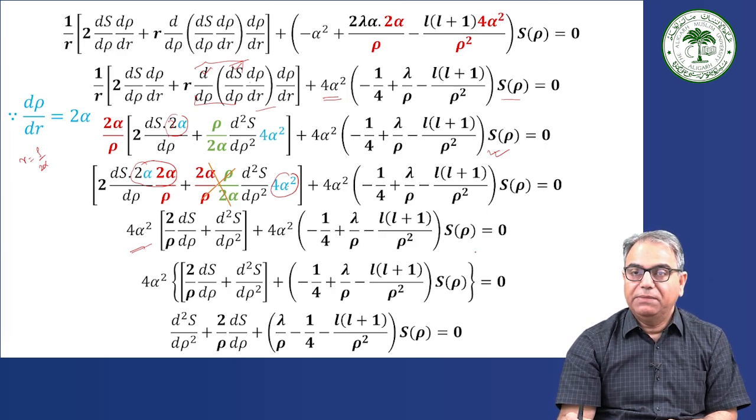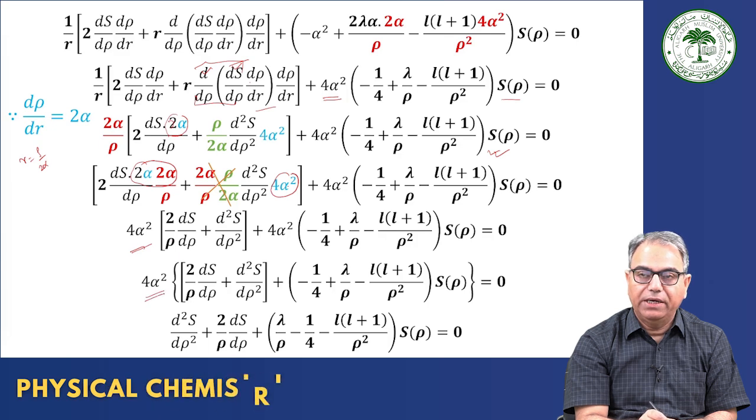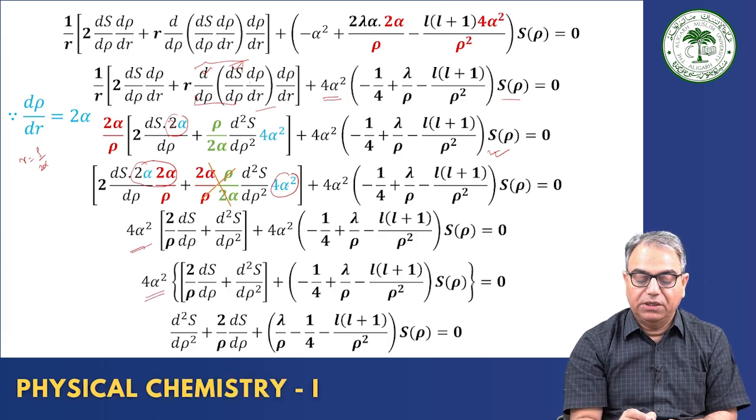So, a little rearrangement, now 4 alpha square you have in the second term also, in the first term also. So, take 4 alpha square as common and then combine the whole equation. So, 2 divided by rho ds divided by d rho, 4 alpha square is now common. So, 2 divided by rho ds divided by d rho plus d square s divided by d rho square plus minus 1 by 4 plus lambda divided by rho minus L into L plus 1 by rho square into S rho is equal to 0.